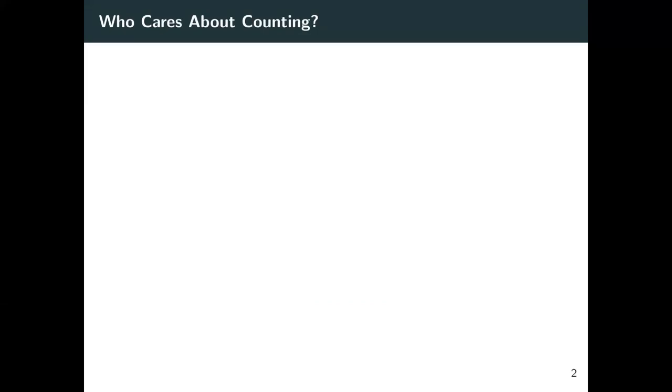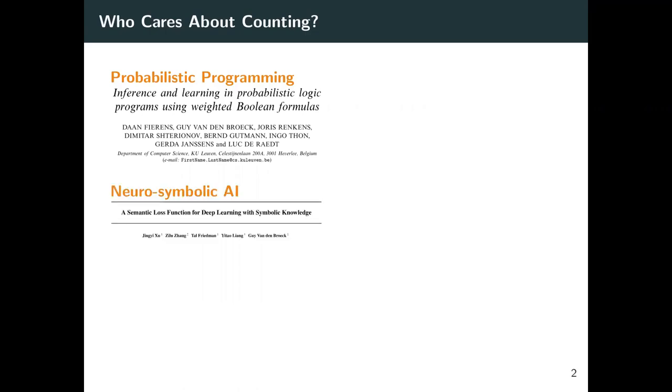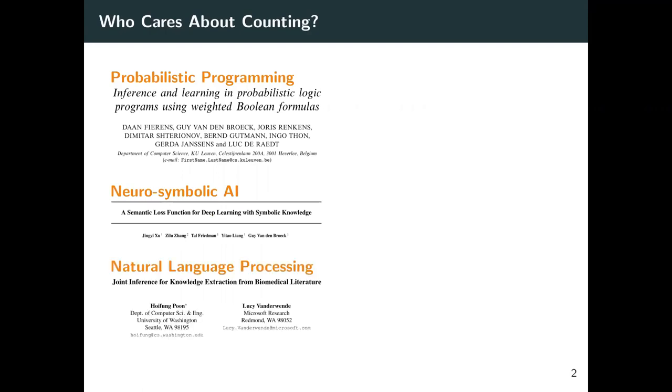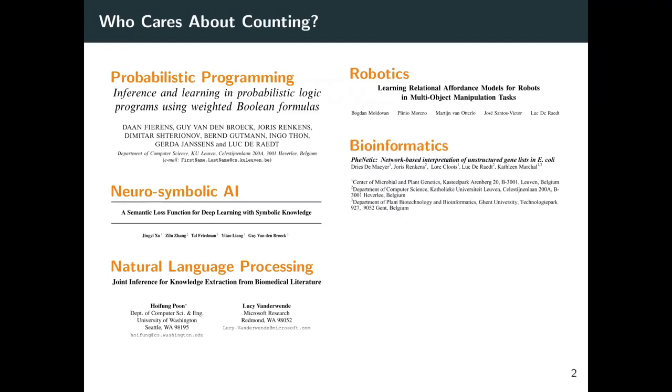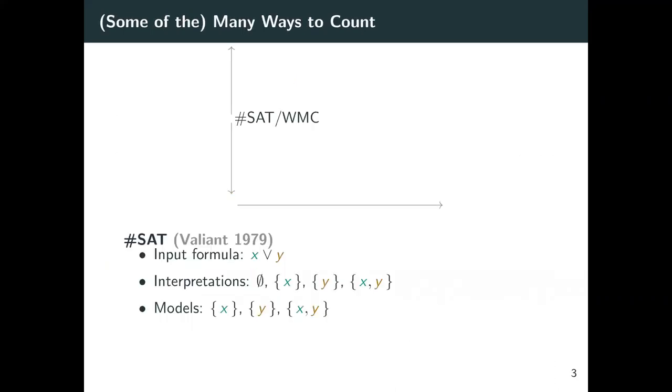So counting has a lot of applications, particularly for probabilistic inference, both for probabilistic programming languages and graphical models. There are also recent applications to neurosymbolic artificial intelligence, natural language processing, particularly knowledge extraction. There are some applications in robotics about learning relations between objects and how they can be manipulated. Biomedical data, including diagnosis. And of course, mathematicians also care about counting, and in many cases, they've had quite a head start on many of these problems. So I'm going to talk about logic-based approaches to counting.